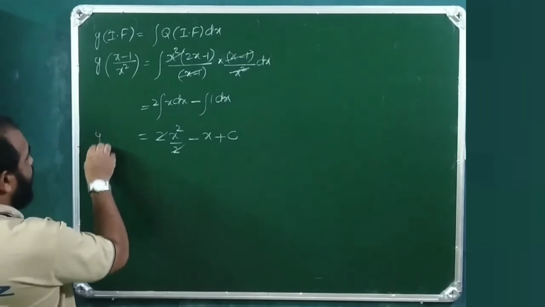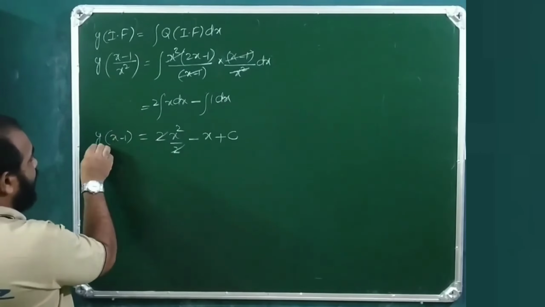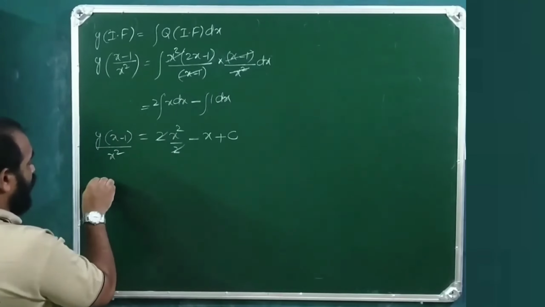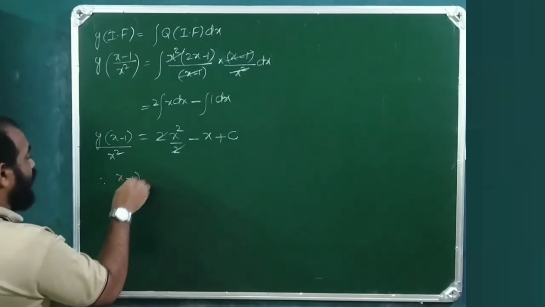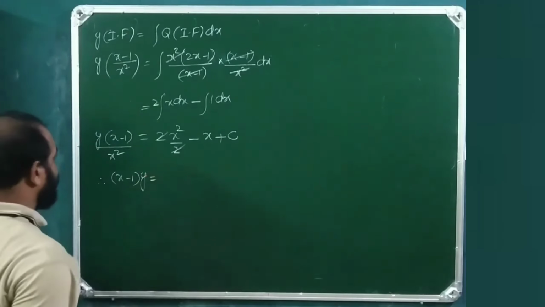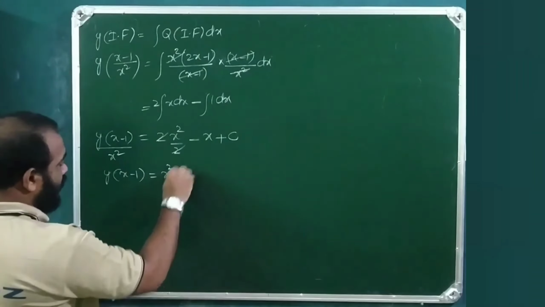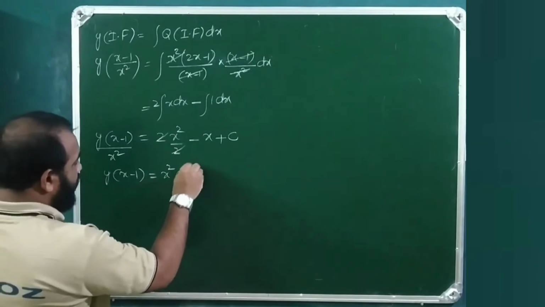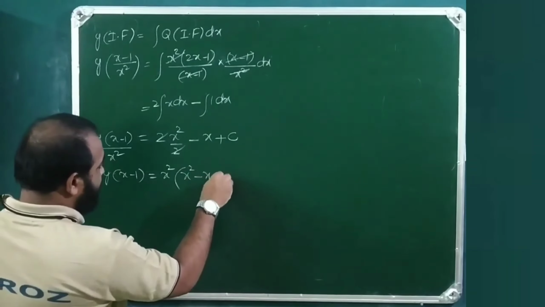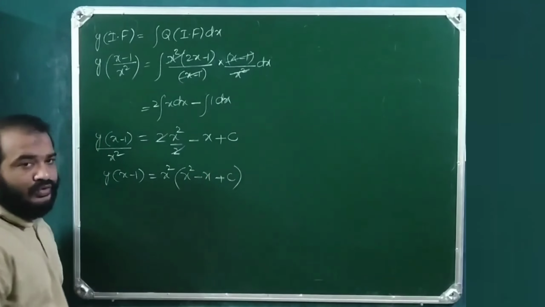This 2 gets cancelled. This is y into x minus 1 by x square. Therefore, x minus 1 into y is equals to, this is x square into, this is x square minus x plus c is the required solution.